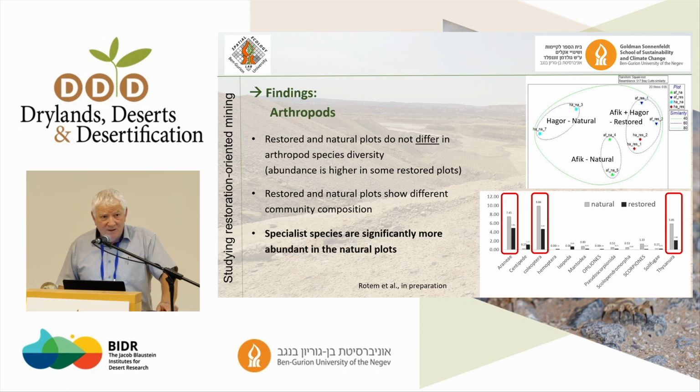The interesting thing, and this gives us the explanation for why we saw more abundance in the restored ones, is that in the restored plots we found very generalist and opportunistic species. So basically ants and some very generalist beetles were found in the restored ones, and the total abundance was higher. However, if you look at the specialist species, the more specific ones are significantly more abundant in the natural plots.